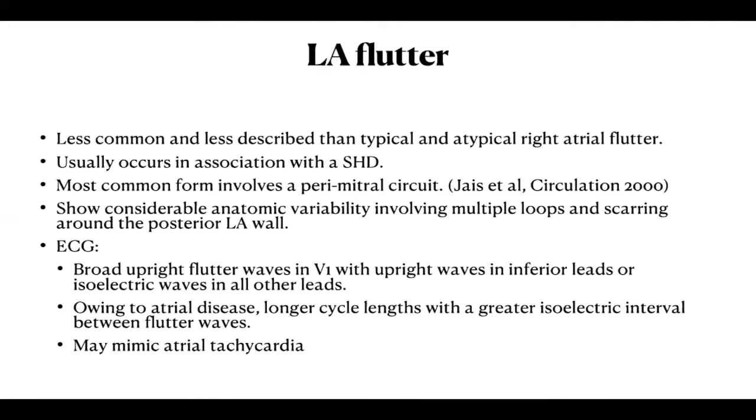The ECG characteristics of LA flutter are like in our case: they tend to have broad upright flutter waves in V1, with either an upright wave in inferior leads or isolated waves in all other leads. And owing to the atrial disease, a longer cycle length with a greater isoelectric interval between flutter waves may be seen. And because of this, it can mimic atrial tachycardia.